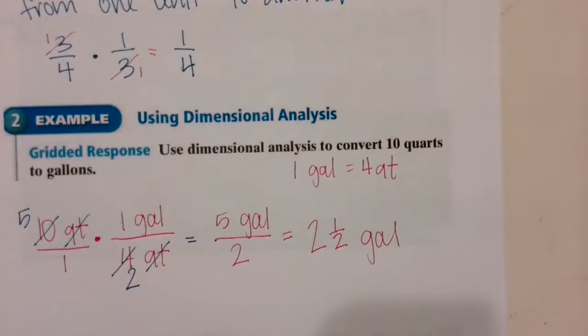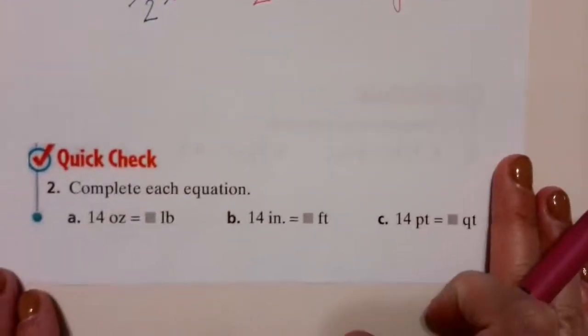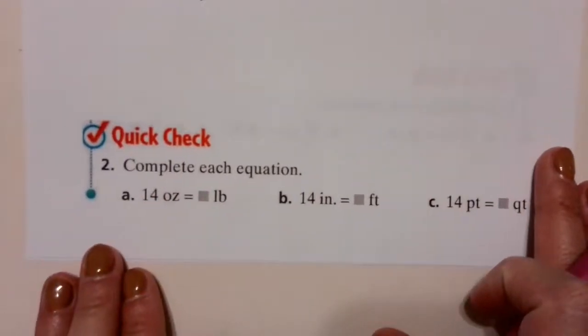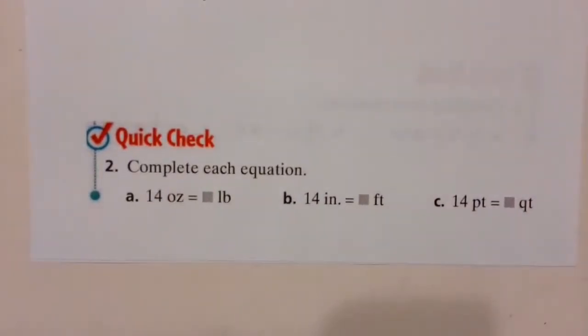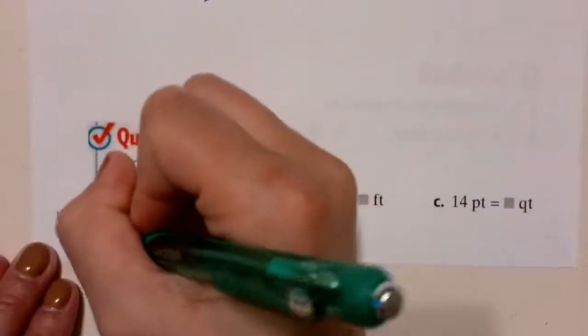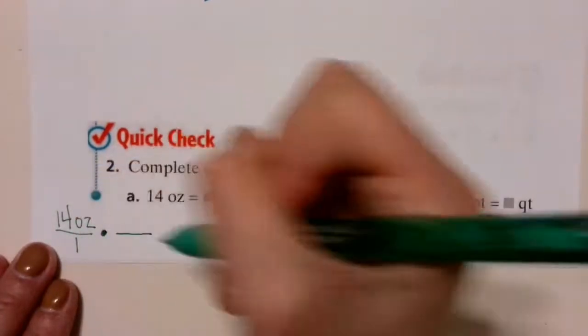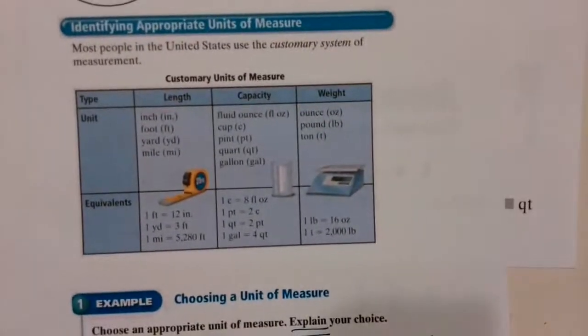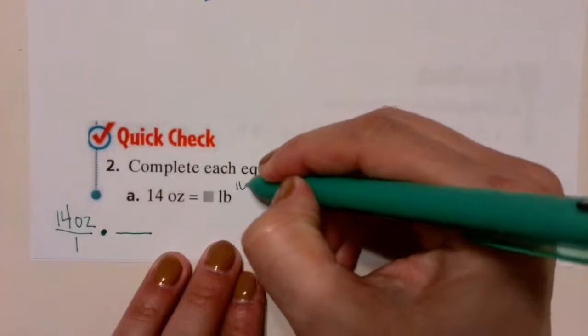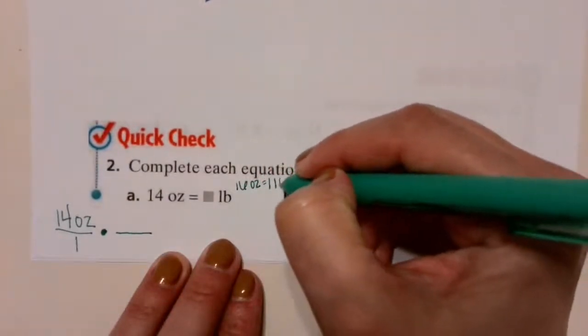Let's try one more together and then I'll have you do 2 on your own. So looking down here at quick check A, we're going to do it together before I send you off to do the next 2. So we're starting with 14 ounces. So 14 ounces, and I'm going to put that over 1. I know I'm going to multiply by a fraction. How many ounces are in a pound? Well, let's go look at our equivalents. If we look here, it says 16 ounces are equal to 1 pound. So 16 ounces equals 1 pound.